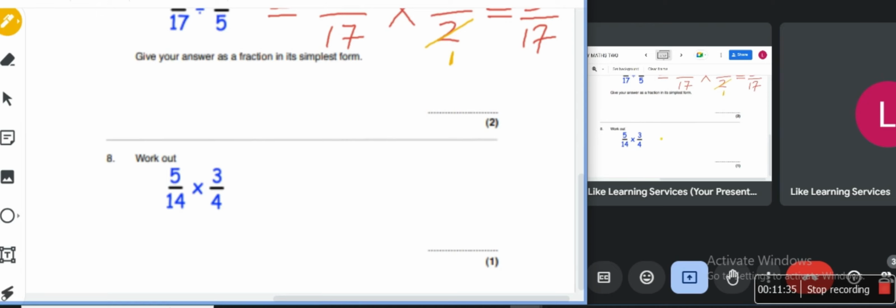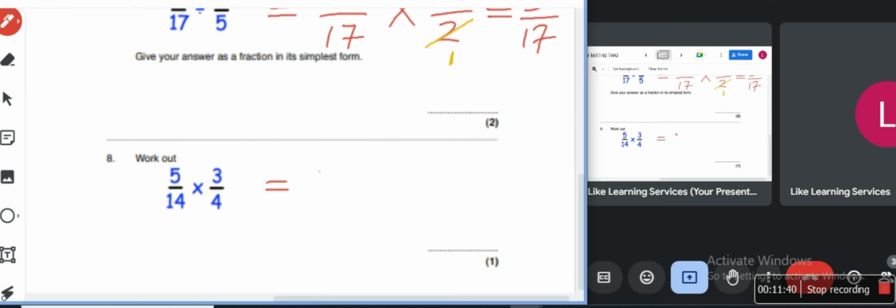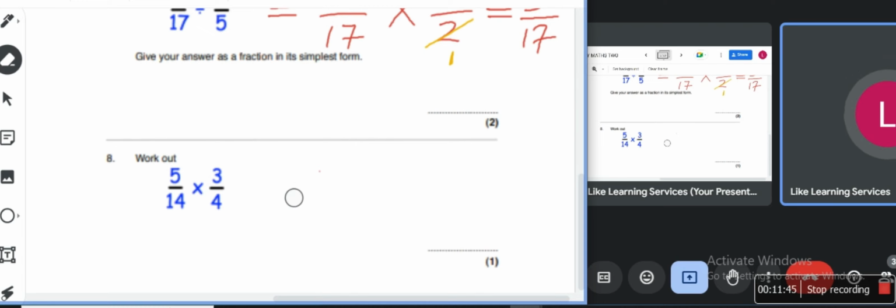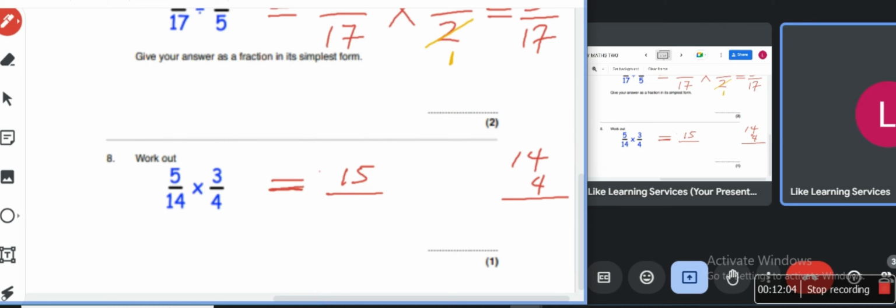5 over 14. Need to find the ones that can cross out. Is there anything that can cross out? No. Okay, so that becomes what? 15 over... You're trying to do 14 times 4. First of all, 5 times 3 is 15. 14 times 4.